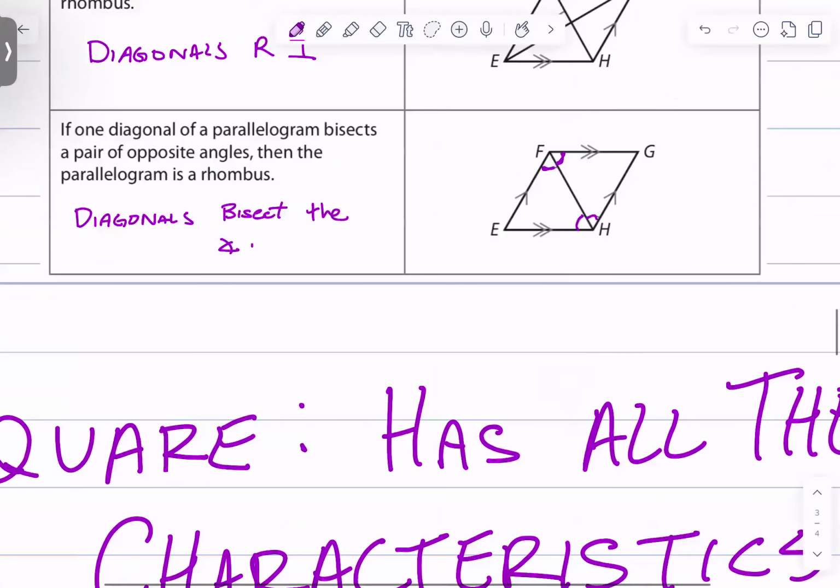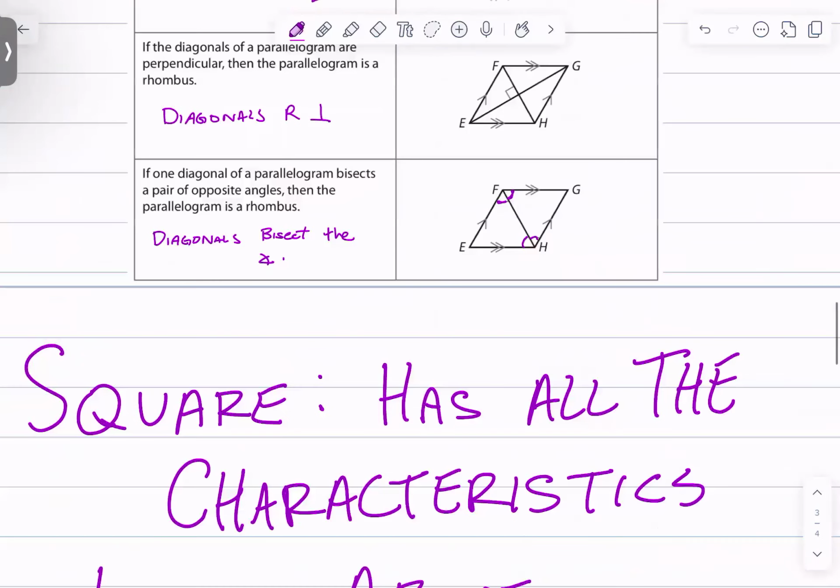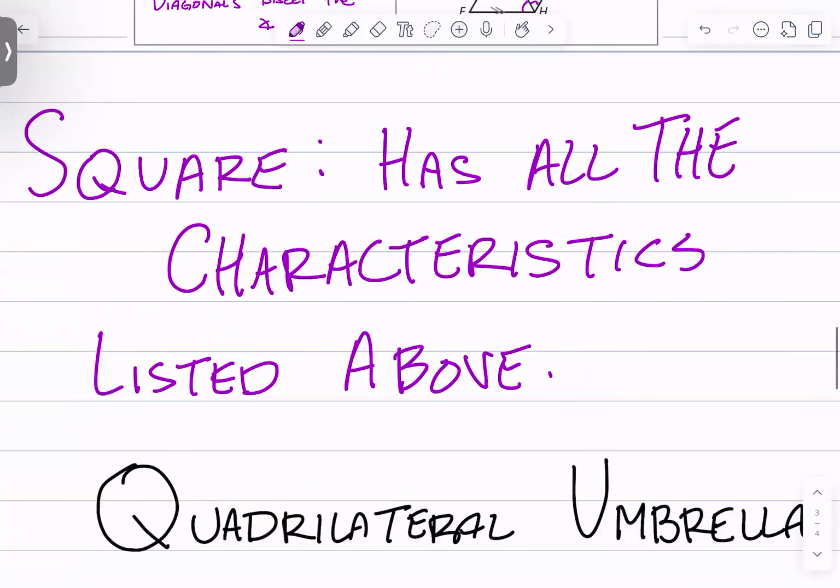And a square is special because it has all the characteristics listed above. So it's a rectangle, rhombus, a parallelogram, and a quadrilateral. So there's nothing special about a square. There's nothing different that it brings. It just has everything. It's like that special Pokemon.